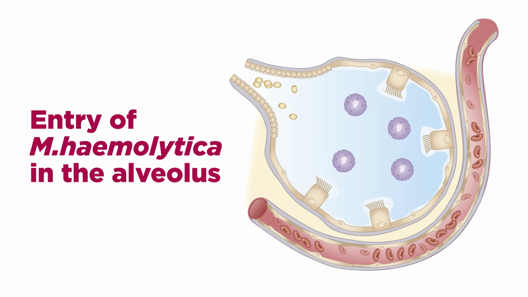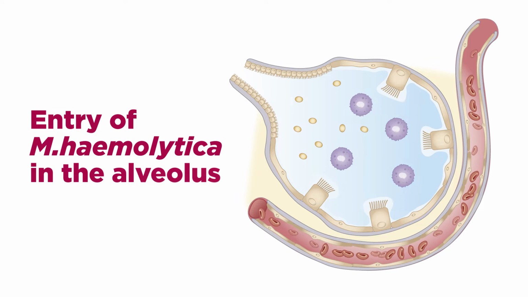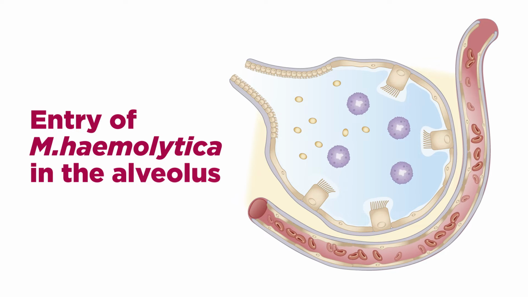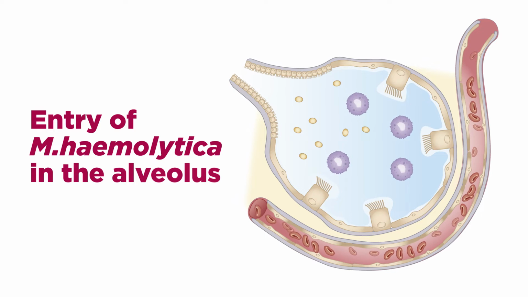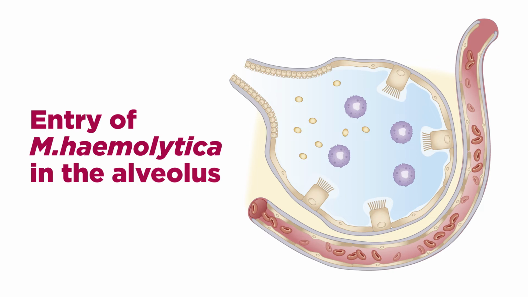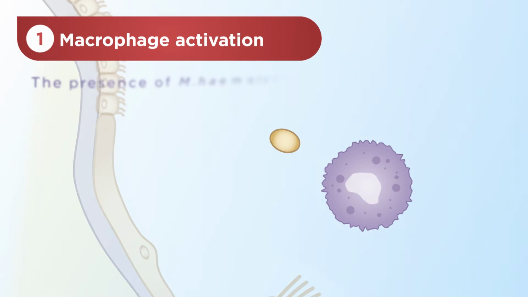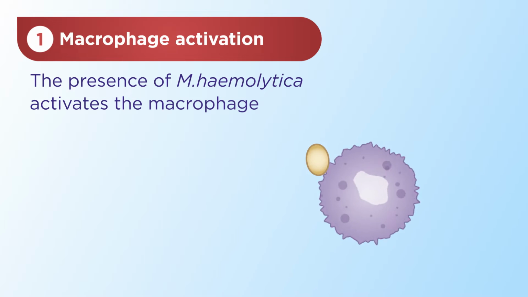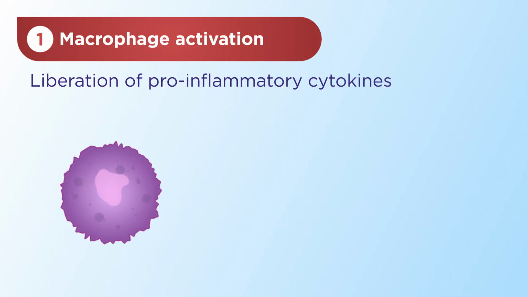Following a stressful event or a viral infection, Mannheimia haemolytica gets access to the lower respiratory tract and infects the alveoli. The first act of the inflammation process is the activation of the sentinel cells, the alveolar macrophages. Activation of alveolar macrophages results in the liberation of several key messengers of inflammation, the cytokines. Three main pro-inflammatory cytokines are released.